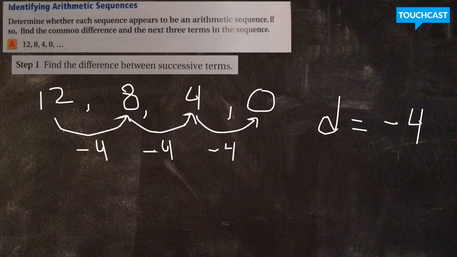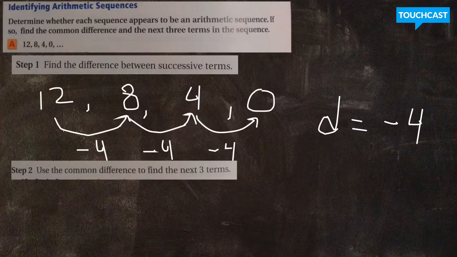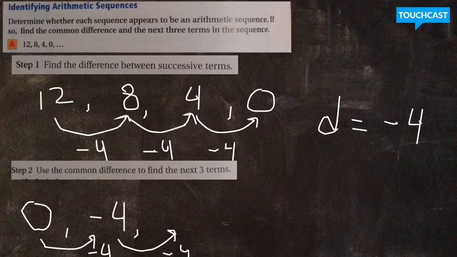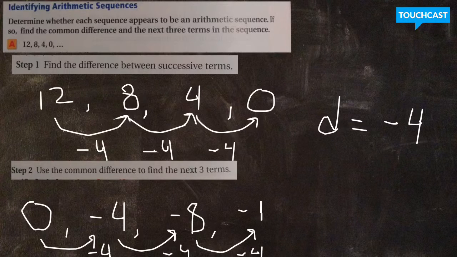So now we can move on to step 2, which is using the common difference to find the next three terms. To do that, we're going to take the last term we were given, 0, and just keep subtracting 4 from it. So 0 minus 4 is negative 4, and then we've got to do that another time. Negative 4, take away 4 is negative 8. And if we need to find the next three terms, we need to do that one more time. We take away another 4. Negative 8 take away 4 is negative 12.